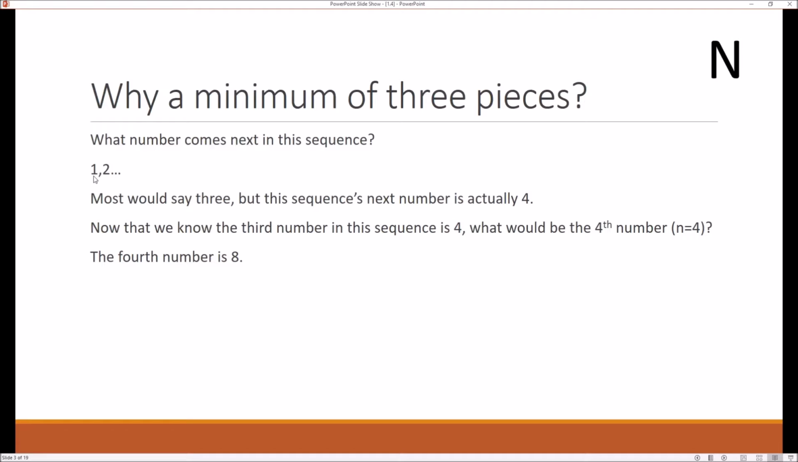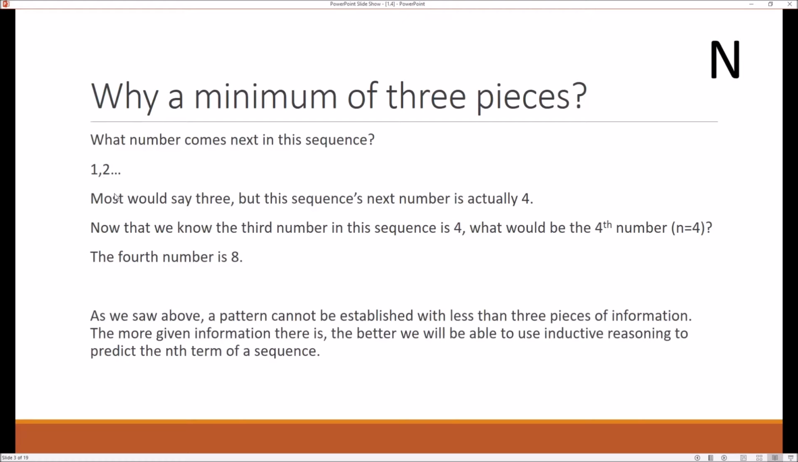And now we have the pattern. We have 1, 2, 4, 8. And if we look at that, it looks like if I do 1 times 2, I get 2. If I do that term times 2, I get 4. If I do that term times 2, I get 8. So it looks like the pattern here is multiply the largest term by 2. As we saw above, a pattern cannot be established with less than 3 pieces of information.